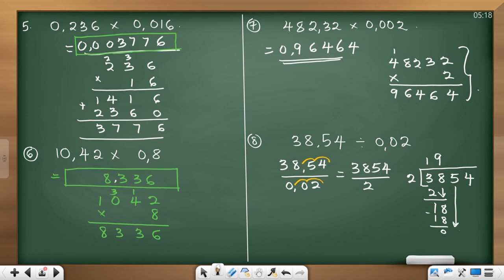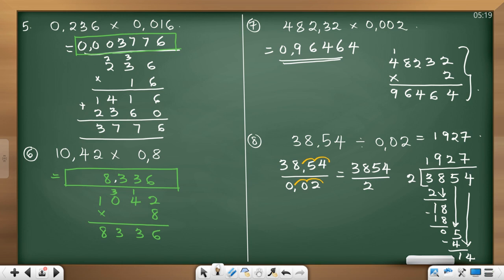What do we do? We drop the 5. How many times will 2 go in 5? 2 there, which is 4. Then what do we do? We drop the 4. And how many times will 2 go in 14? 7. So our answer, therefore, is 1927. Simple maths. Maths is done. Maths is as simple as that.